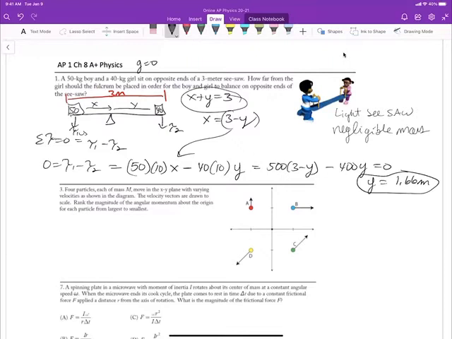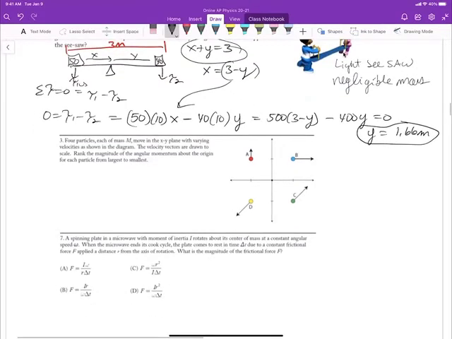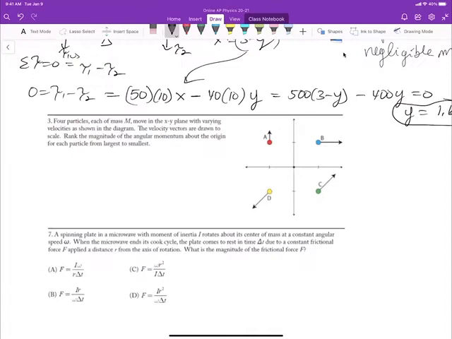Okay, let's do number 3. This one is important. They're all important, but anyway, the velocity vectors are drawn to scale. Let's read this. 4 particles, each of mass m, in the xy plane with varying velocities are shown. The velocity vectors are drawn to scale. Rank the angular momentum about the origin. What does that mean? That the origin has been defined as the axis of rotation. So we need to rank the angular momentum.